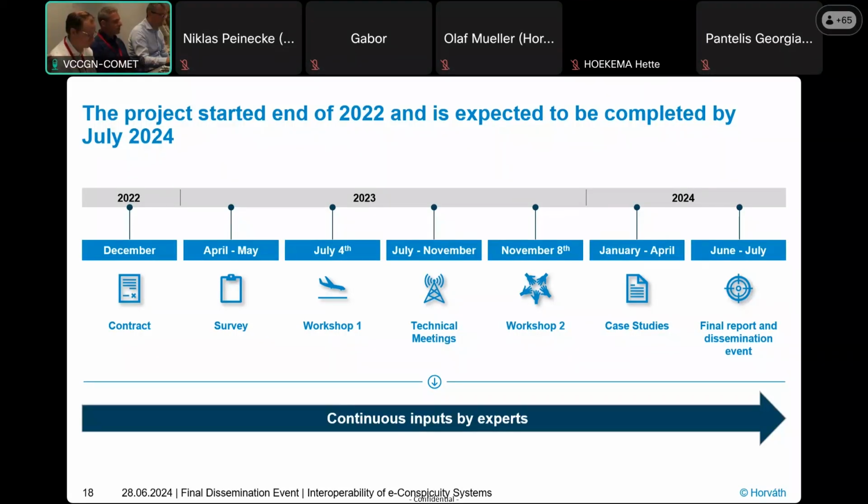We had a lot of technical meetings between July and November, and started workshop number 2 in the beginning of November. And we ended up with the case studies in April this year, and now is the final dissemination event, and the final report will follow up in the middle of July.